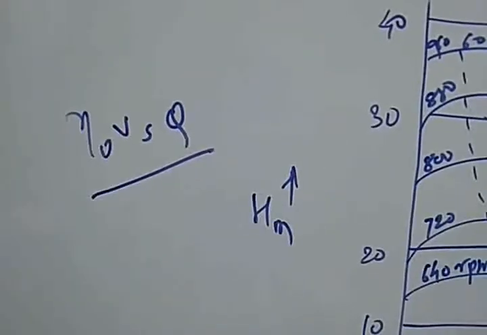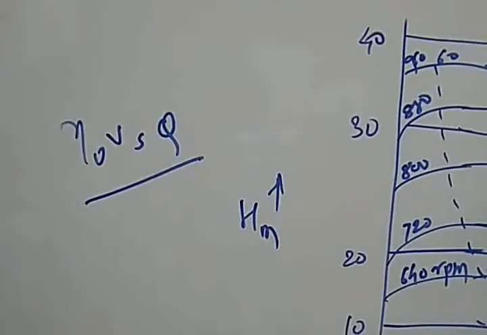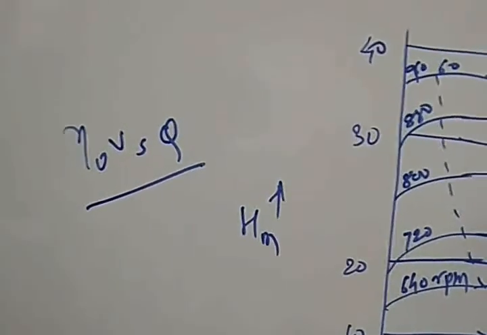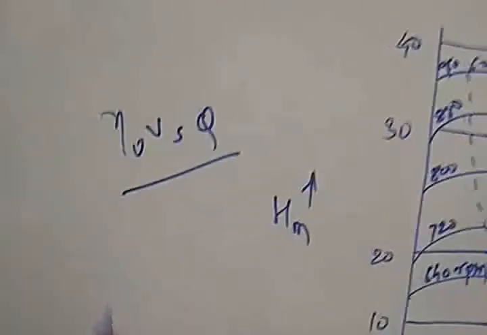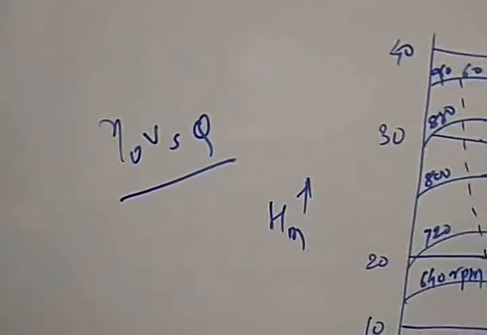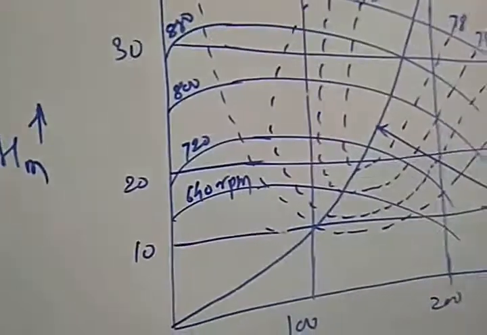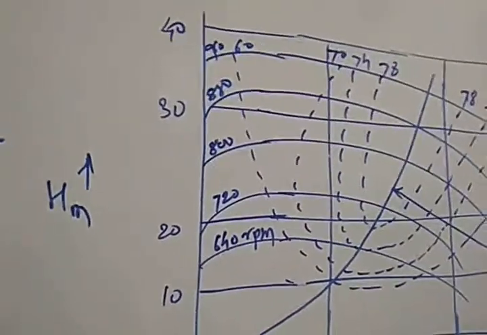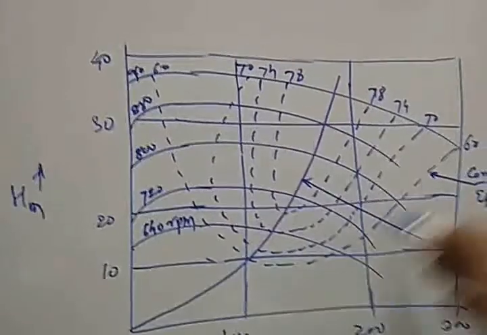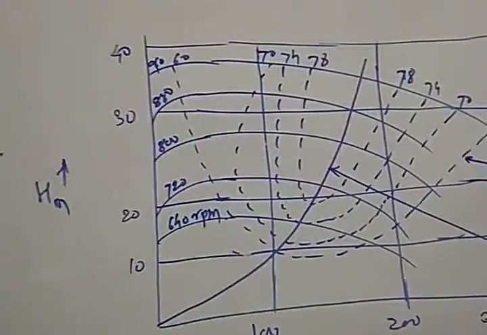Then the points at which these lines cut the efficiency curve at various speeds. We know at various speeds we will be getting these curves. Wherever these points cut the various speeds, these points are transferred to the corresponding HM versus Q curve. Now the points corresponding to the same efficiency are joined, like 60% and 60%, with a smooth curve.